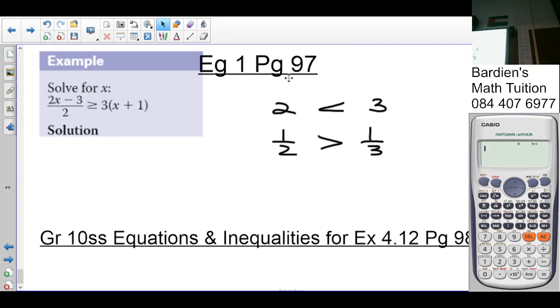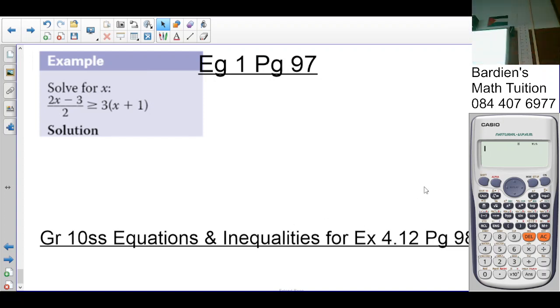I forgot to mention that. I just saw it now. That explanation that was coming up. Okay. Example 1 on page 97. The first example. The question says solve for x. What do I do first?